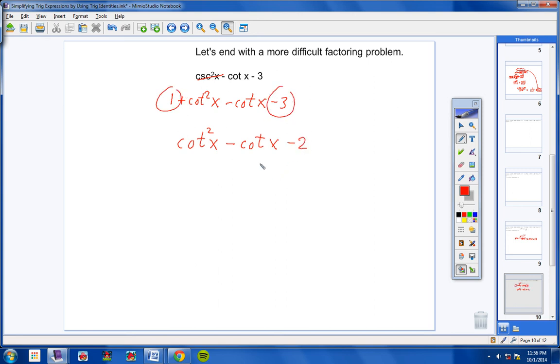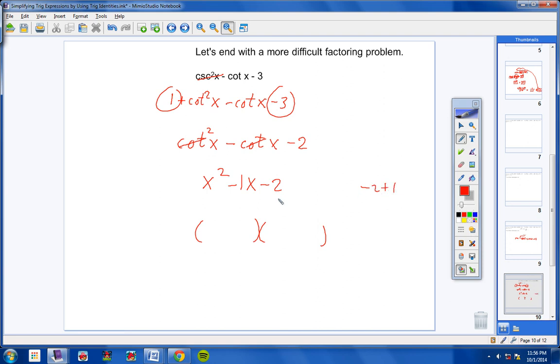And now rewrite this like I taught you to. Drop your cotangents and put x squared minus x minus 2. Oh my, this is an easy factoring problem, students. This is the kind where the lead coefficient is 1. So you simply say to yourself, what two numbers would multiply together give me negative 2 and add together give me negative 1, your middle term? Well, that's easy. Wouldn't that be a negative 2 and a positive 1?